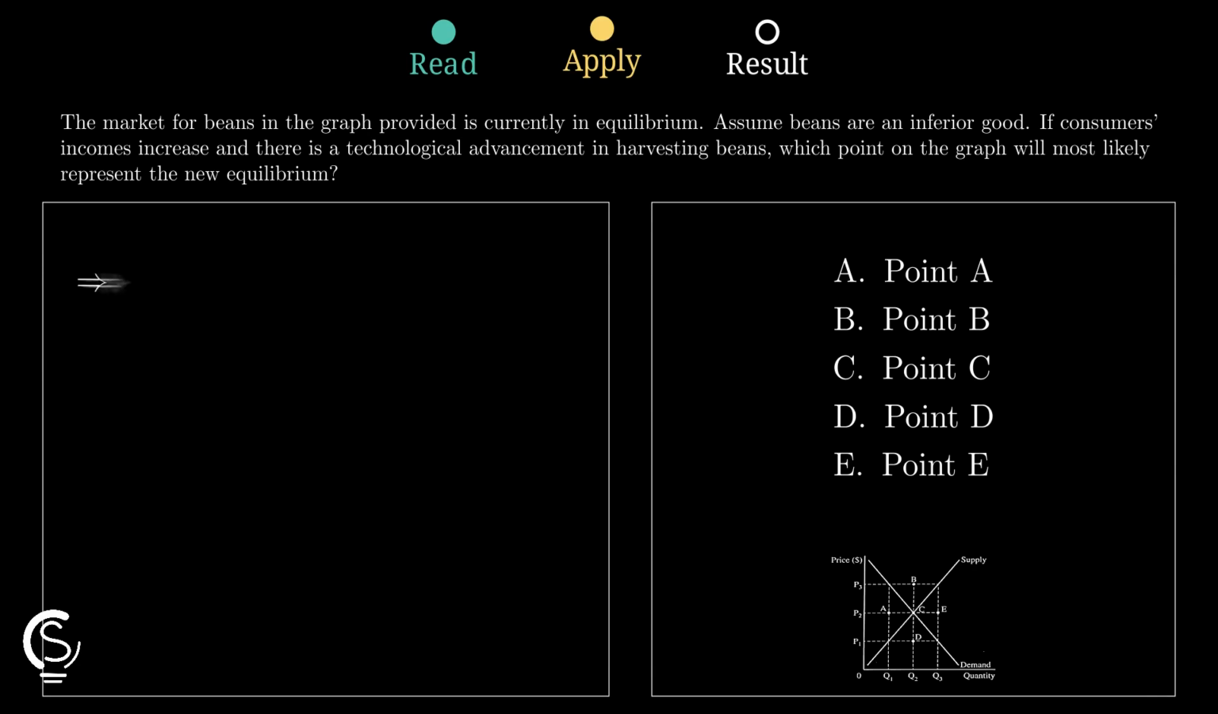Next, we look at the supply side of the market. A technological advancement in harvesting means production becomes more efficient, which shifts the supply curve to the right very clearly.